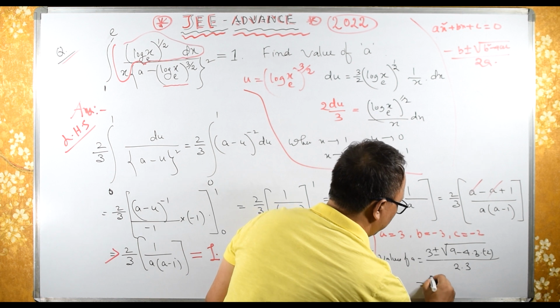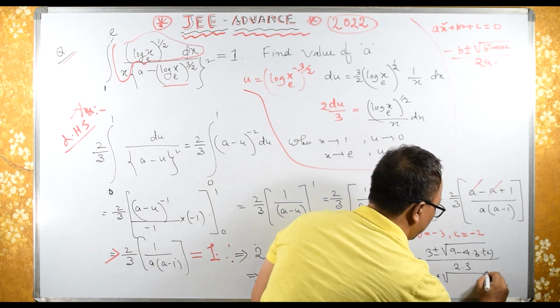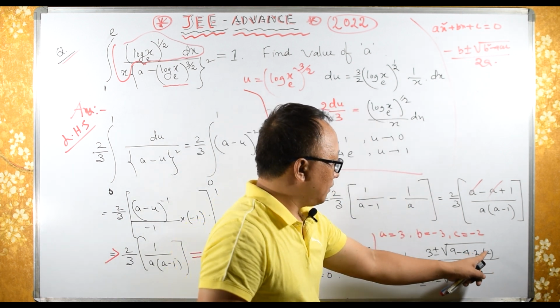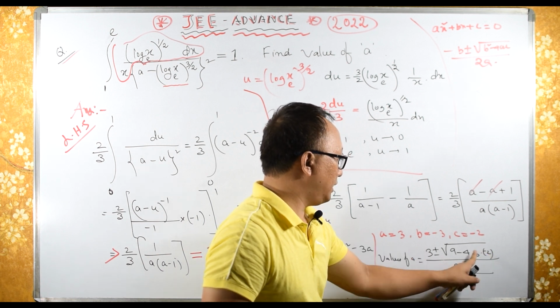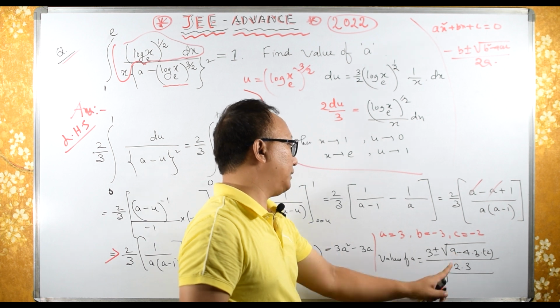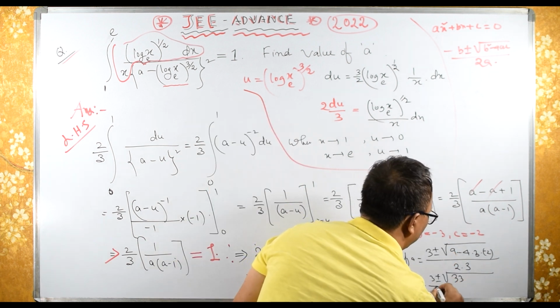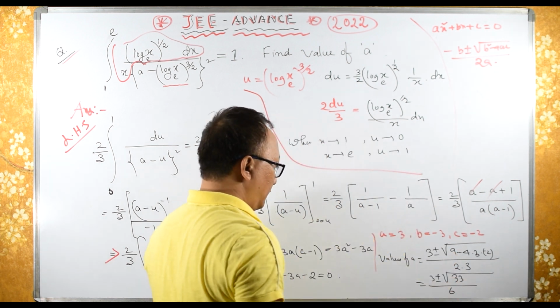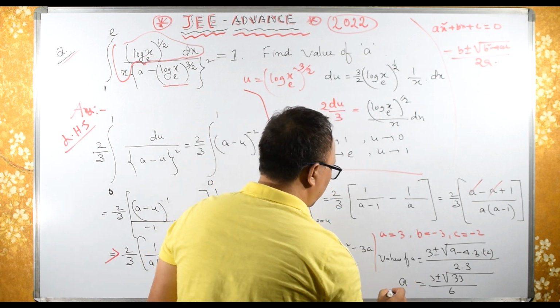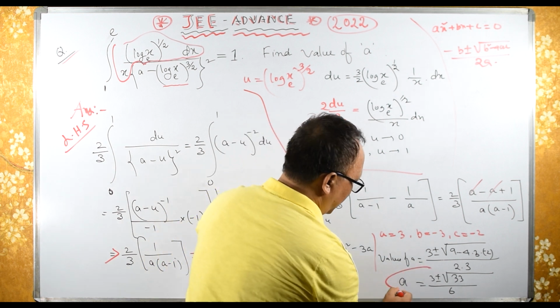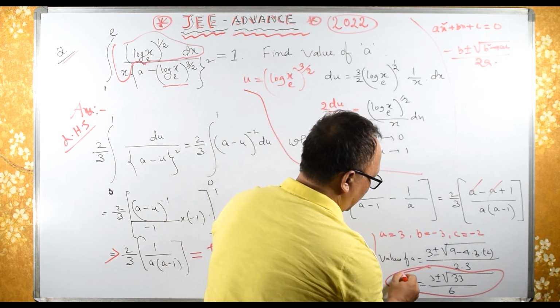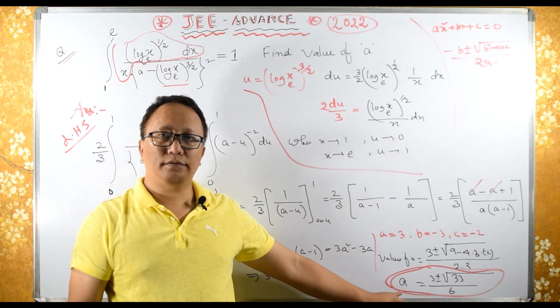Which is equal to 3 plus or minus the square root of, here 4 times 3 is 12, 12 into 2 is 24, so 24 plus 9 is 33, upon 6. So these are the values of a.